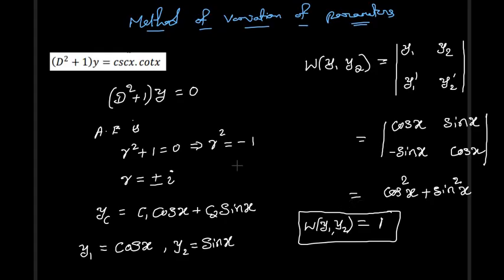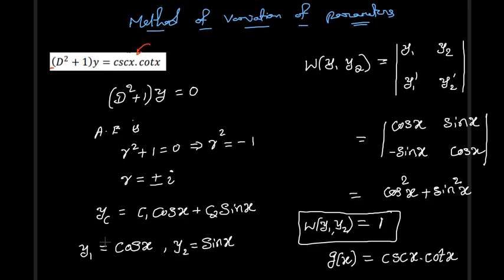And here in the given function, you see the coefficient of D square is 1. If the coefficient of D square is 1, we can directly take the right hand side function as f of x, or g of x, whatever we assume. So let me take g of x equal to cosecant x into cot x.